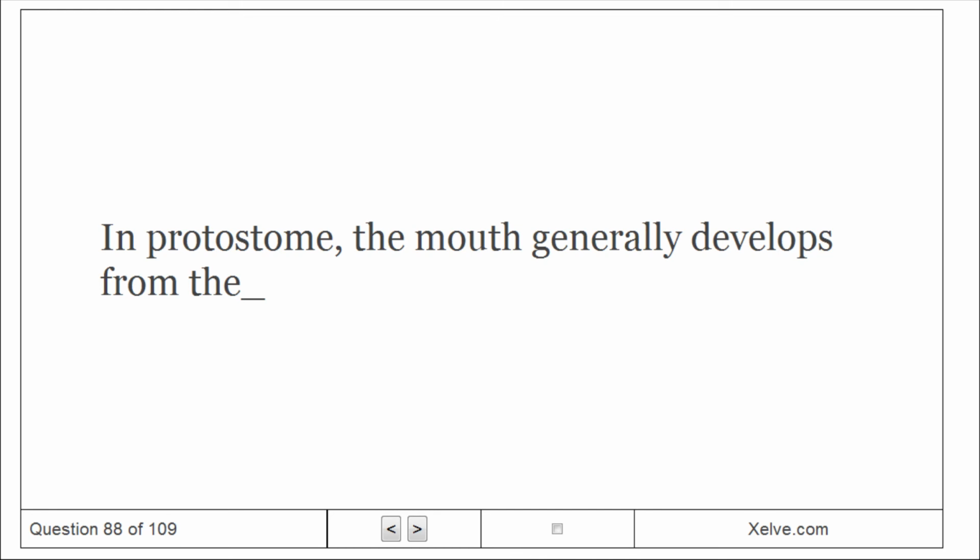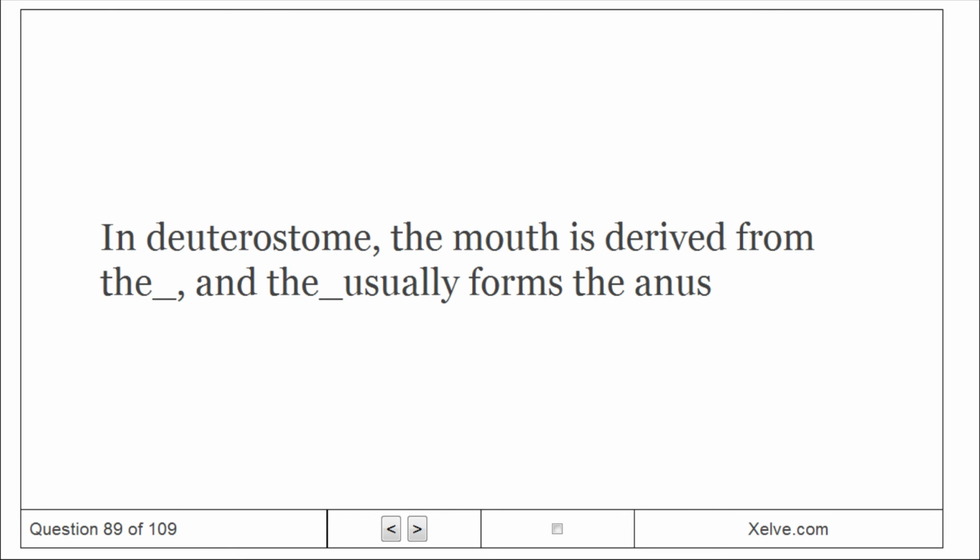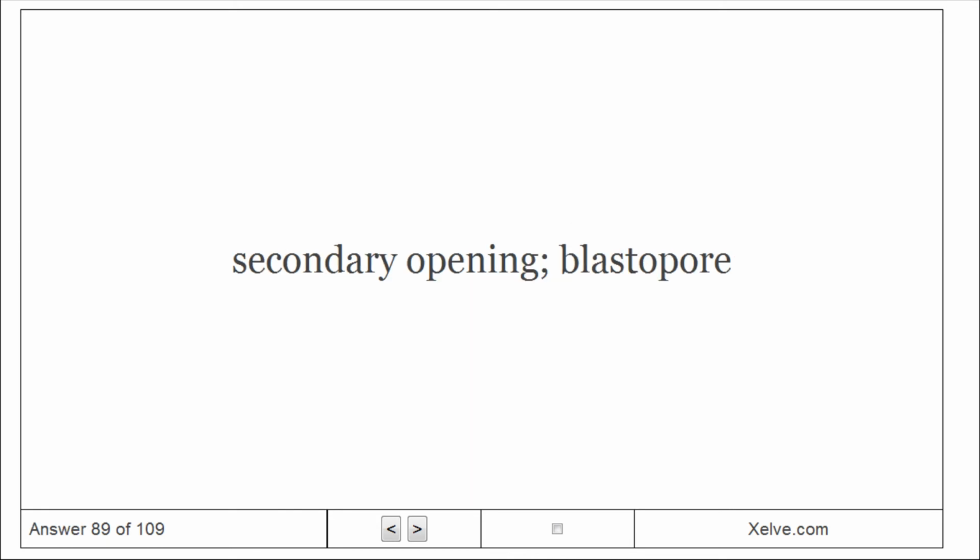In protostomes, the mouth generally develops from the first opening, the blastopore. In deuterostomes, the mouth is derived from the secondary opening, and the blastopore usually forms the anus.